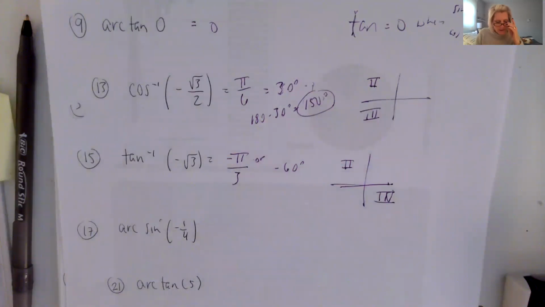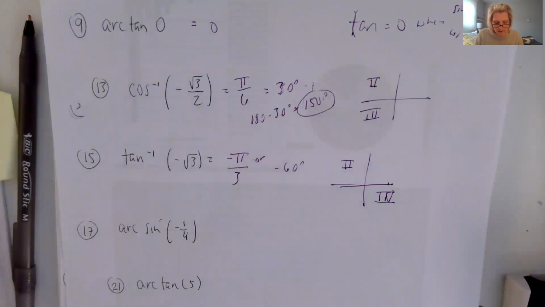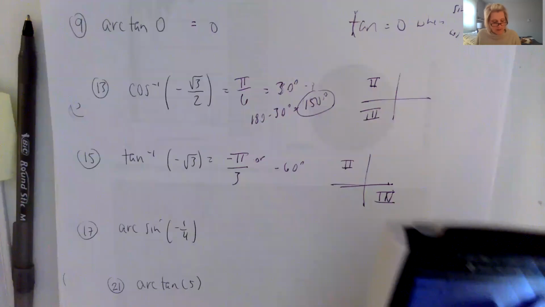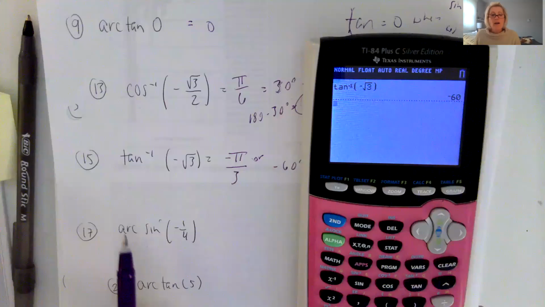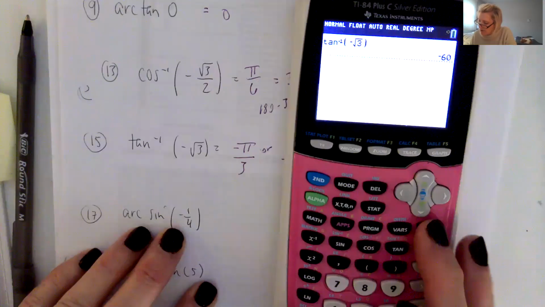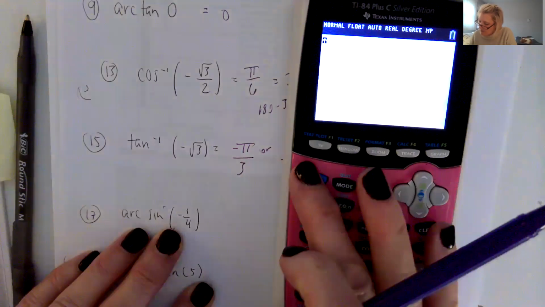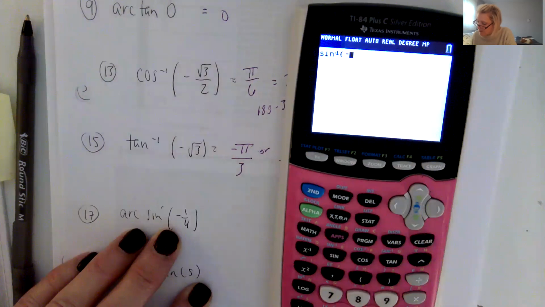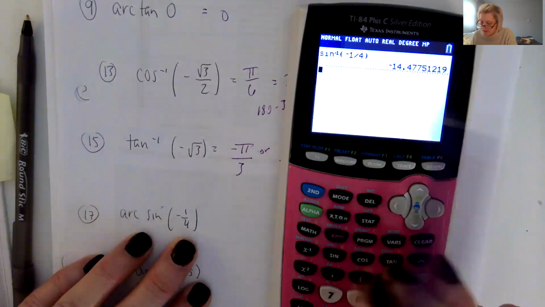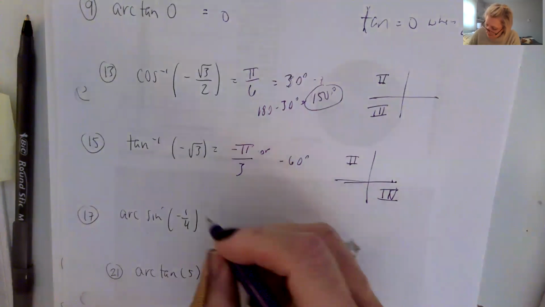So problems 17 through 28 are asking us to use the calculator, which we've kind of been learning how to use at the same time. It says 17 says, find the arc sine or the inverse sine of negative 1/4. So that means we're going to go to inverse sine and put in negative 1/4 in parentheses, and that happens at negative 14.48 degrees.